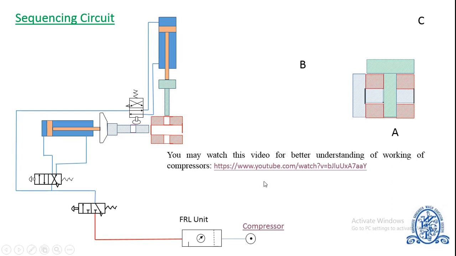Next component is FRL unit. FRL unit is comprised of filter, regulator and a lubricator. They are often used as one unit to ensure clean air in pneumatic system, but can also be used individually. The three components work together to perform various functions.